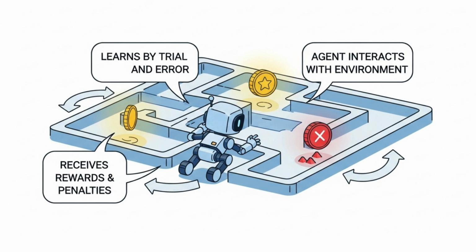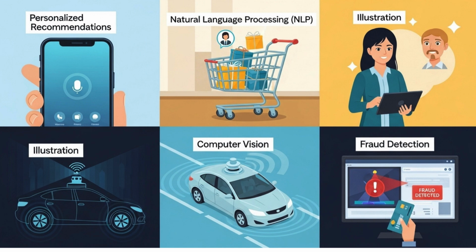Over time, the agent learns a strategy or policy to maximize its cumulative reward. This is the technology behind self-driving cars, game-playing AI like AlphaGo, and robotics, where continuous learning and adaptation are crucial.